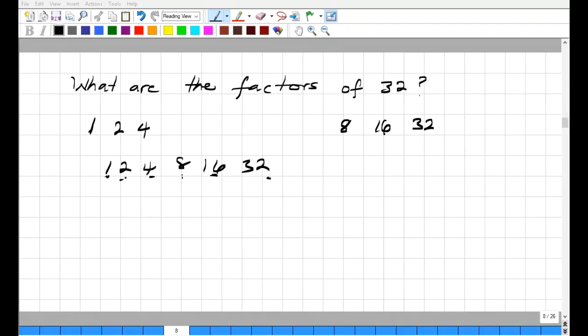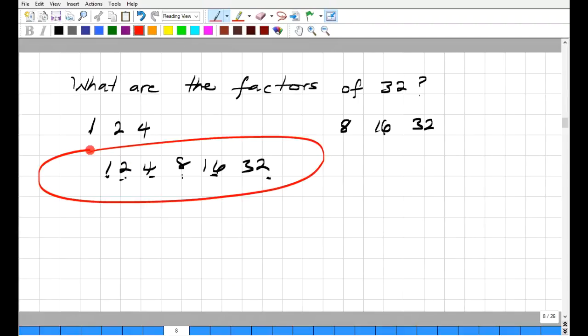Right? So we call this method the listing method. And it's important that we're able to find the factors when needed. All right. So 1, 2, 4, 8, 16, and 32 are factors of 32.